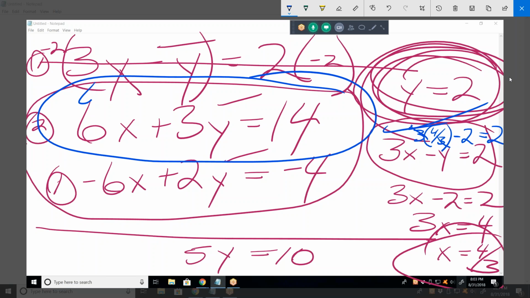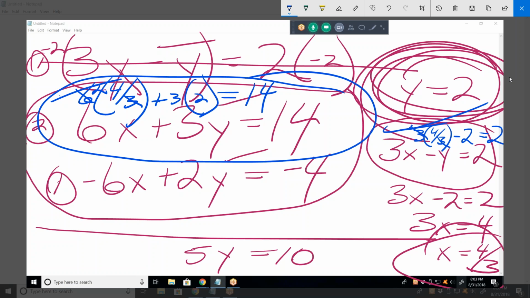Now, I got 6 times 4/3 plus 3 times 2. Is that equal to 14? Again, that 6 cancels with the 3 and leaves a 2 behind. So you have 2 times 4, that's 8. Plus 3 times 2 is 6. 8 plus 6 is 14. Bingo. So our answer works for both equations.